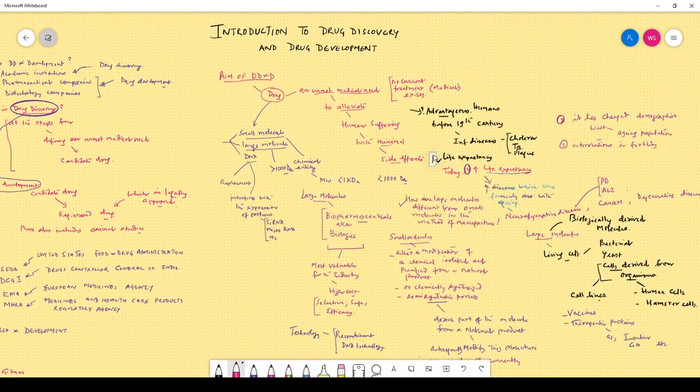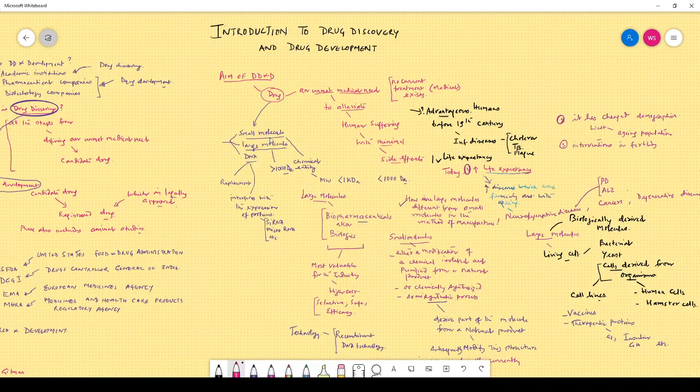Okay, so let us summarize what we have learned up till now. We have learned what is the aim of drug discovery. It is to enter the space of an unmet medical need. The ultimate goal is to reduce human suffering with minimal side effects. And these drugs can be small molecules, they can be large molecules, and they can be DNA, okay, or drugs modifying the activity of DNA.